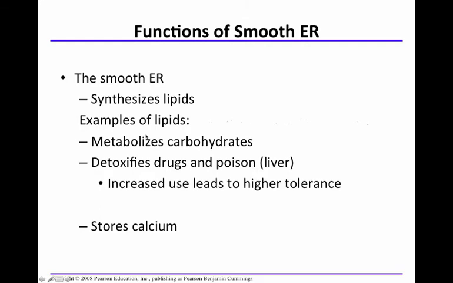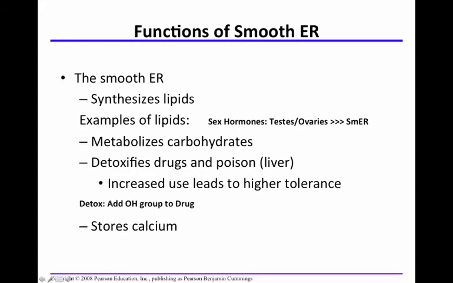Let's look at some examples of lipids. Sex hormones are examples of lipids. Testosterone. And so if you were to look at organs that have sex hormones, such as the testes for the male or the ovaries for the female, one would expect to find more smooth endoplasmic reticulum, because this is where synthesis of lipids takes place. This is how you have to apply the knowledge. What about detoxification?